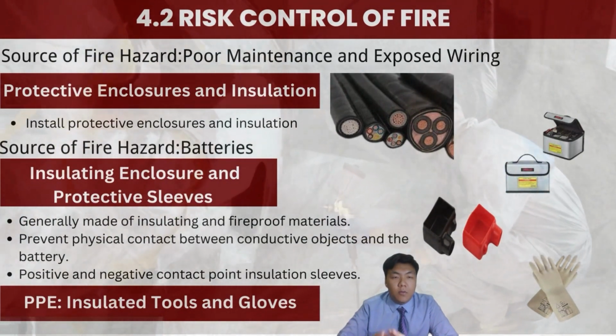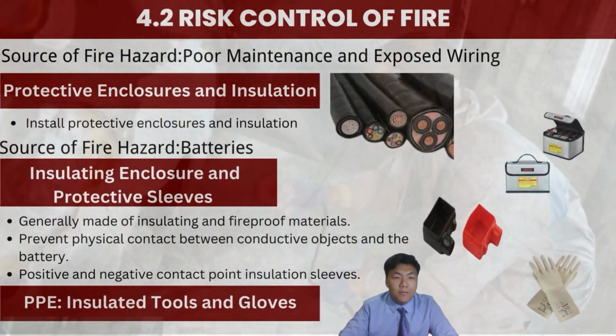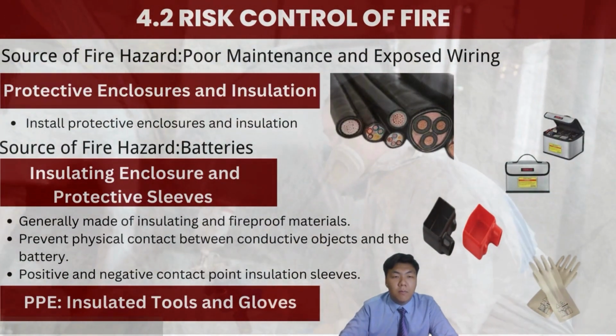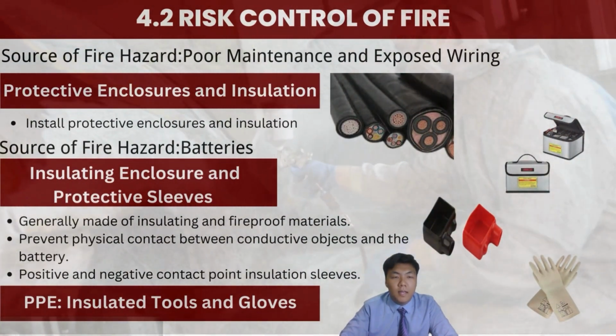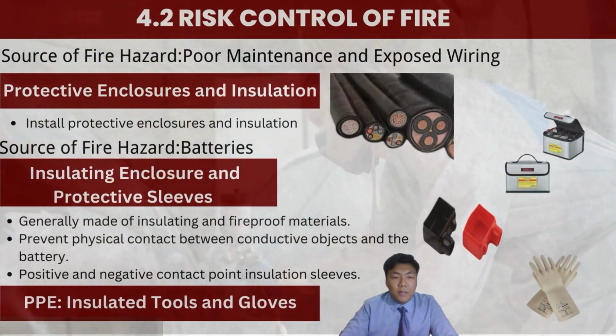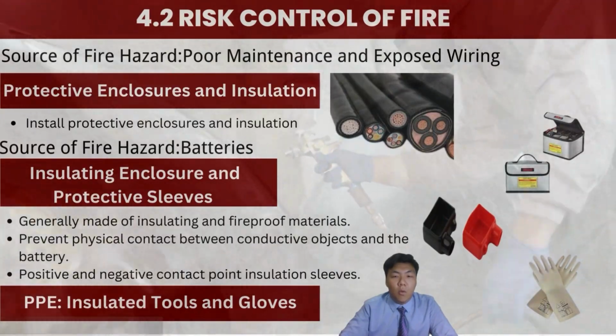And for this, we suggest the repair center install protective enclosures and insulation to control this heat risk. And for the fire hazard caused by the battery, I think the best solution is to set up battery storage boxes and thermal insulation sleeves made of fireproof and insulating materials to prevent contact with other conductive objects. Last but not least, it's necessary to provide insulated tools and gloves to the workers.